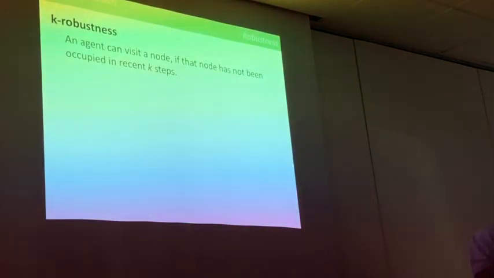And that also led to a notion that is quite new. It's called robustness. So the idea is that we would like to generate plans that are robust to delays of agents. So if some agent is slightly late, the plan should still be executable. So K-robustness means that if the agent wants to move to a given node, that node should be free for the last K steps, which prevents the agent from collisions with an agent that was there before for k steps.